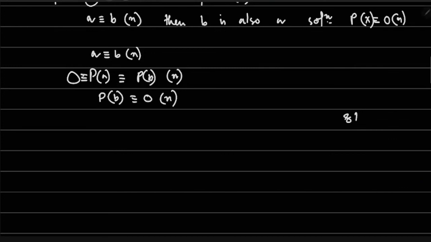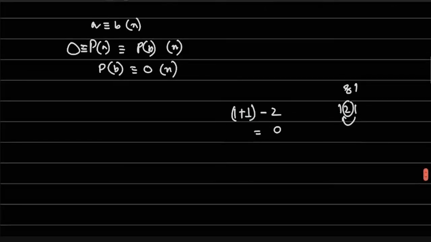Similarly, whether this number 121 is divisible by 11, how to check? We add the odd place digits, 1 plus 1, and the even place digit is subtracted. Then 1 plus 1 minus 2 is equal to 0. So this is divisible by 11, therefore 121 is divisible by 11.